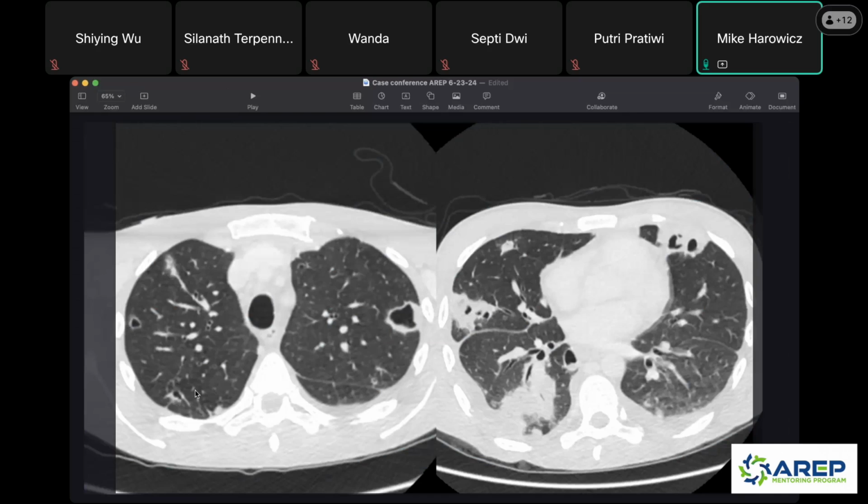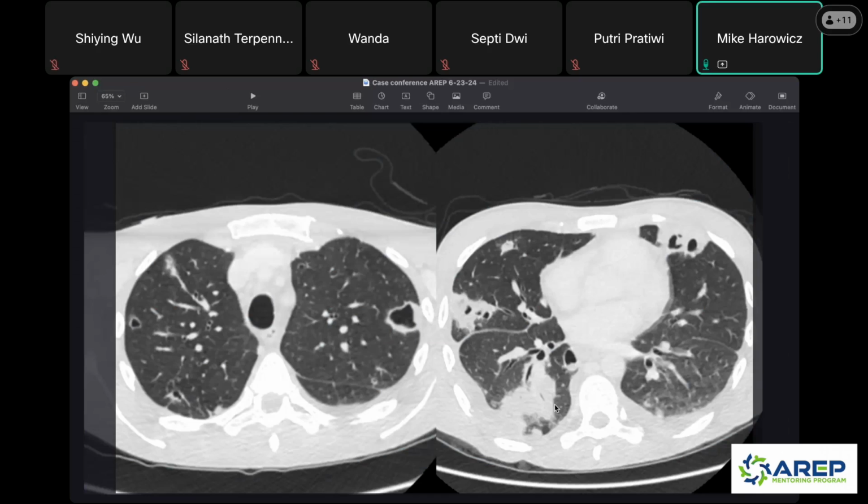Think about distribution, right? Whenever we see opacities, we need to think about what is the distribution. I would say these are mostly peripheral, right? Some have a slight peribronchovascular extent, but they're all pretty peripheral. So in somebody who we know uses IV drugs and shows up with peripheral cavitary consolidations, those things should ring some bells in your mind about potential diagnoses. Anybody want to shout out? Septic pulmonary emboli. Yeah, excellent, awesome.